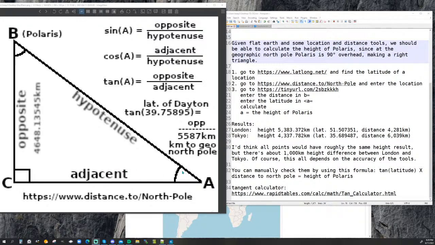This is the angle we know, because that's our latitude. Latitude is an angle in degrees. So we know A, and we know adjacent if we know the distance from us to the North Pole. So if we know A and adjacent, then we use the tangent formula. Okay?